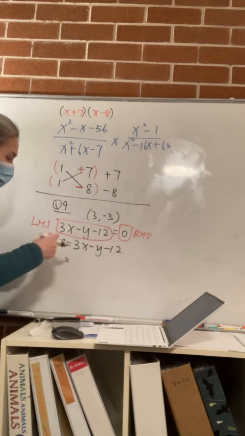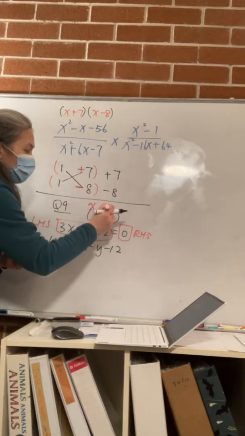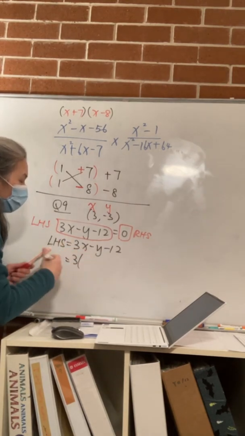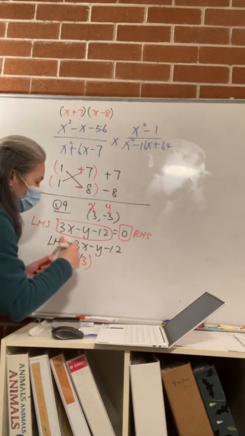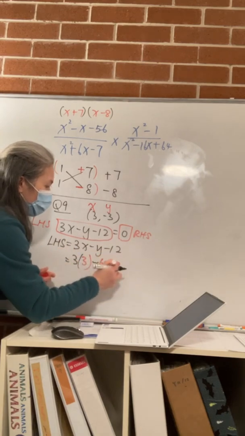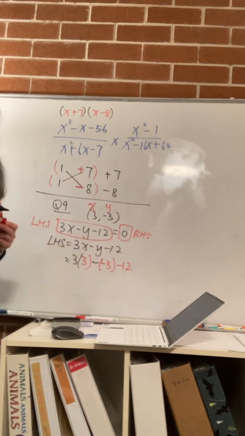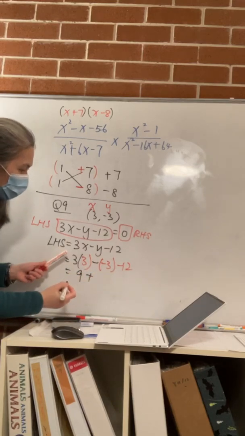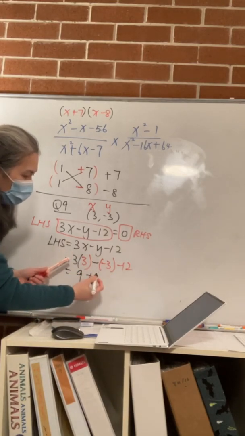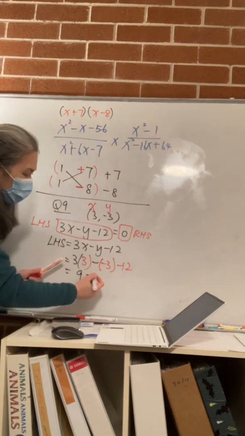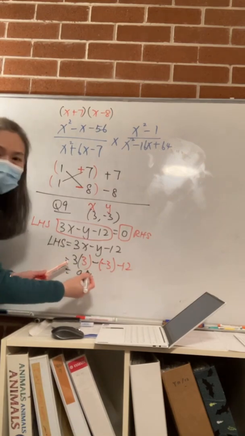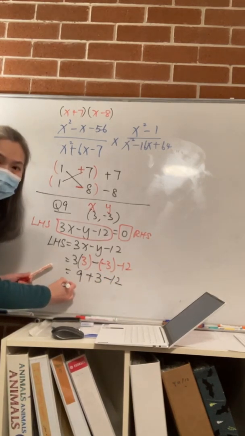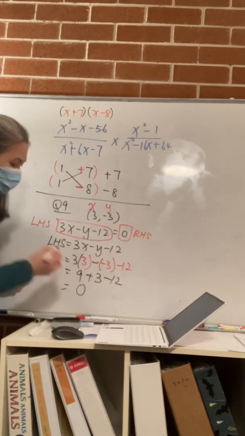Then you can sub in your x as 3 and your y as minus 3. So you have 3, you can't just leave it like that, minus 3, minus 12. 9, yep. Is it plus? Okay, sorry, no. 9, yeah. Plus 3, yes. And then minus 12. And that will give you equal to 0.